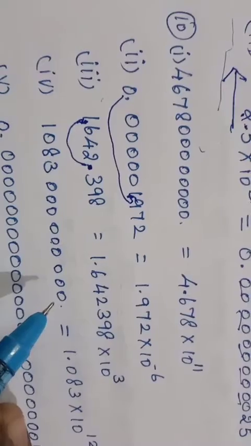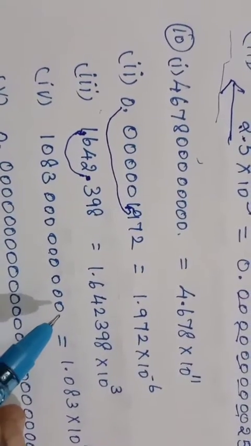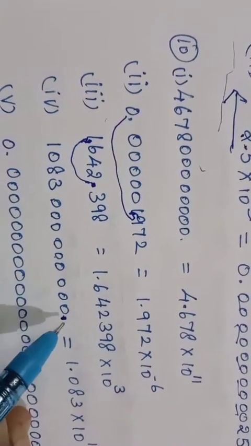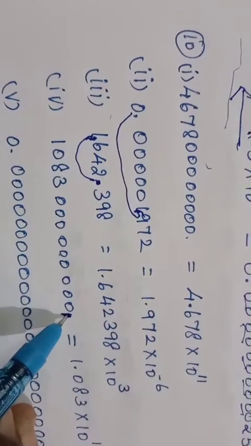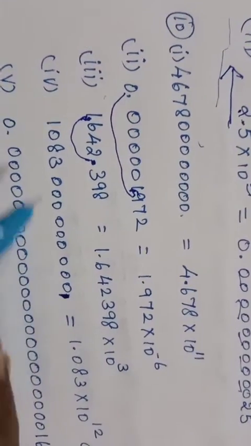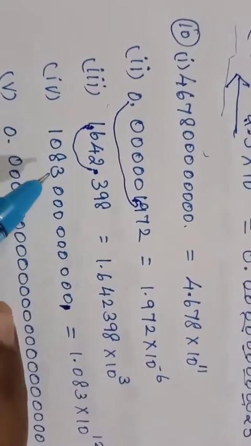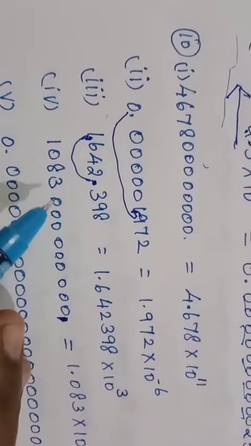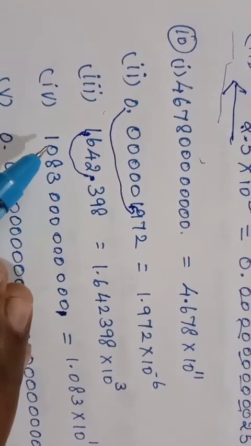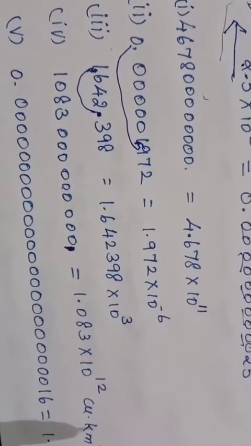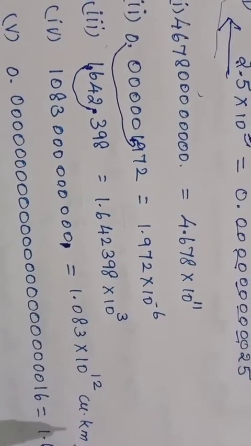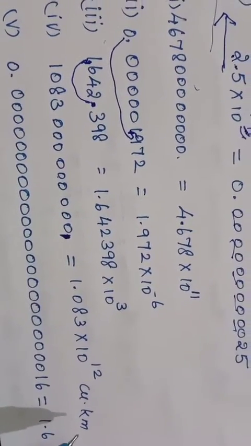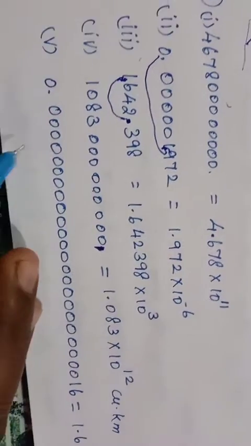Next one, 108300000000. 9 zeros are there. The decimal is at the end; the decimal is not given, which means the decimal is at this place. How many steps do I have to move? Remove those zeros. So 1.083 into 10 power, counting 9, 10, 11, 12. It moves towards the left side, so positive power. They have given the unit, so write that given unit: cubic kilometer.